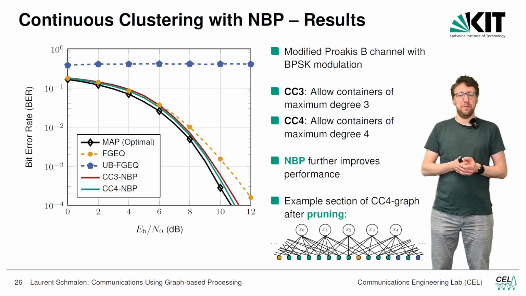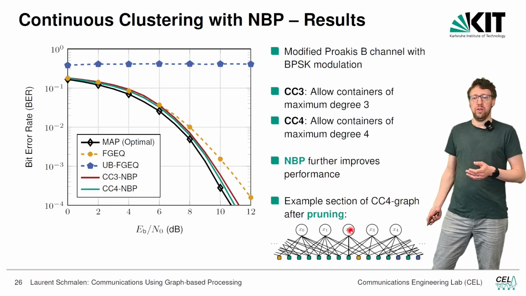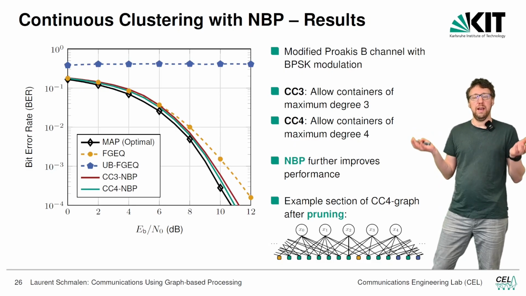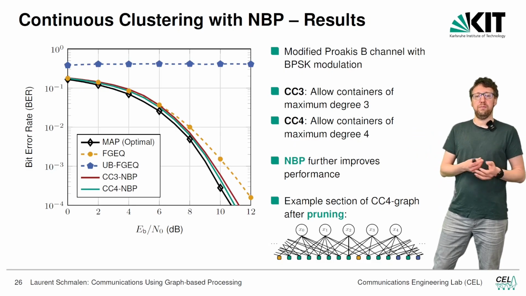And here is just an example of what we get. So the final graph. We have some nodes of degree 2, we have some nodes of degree 3, we have some nodes of degree 4. So this is just the example graph that we get after pruning for this channel.